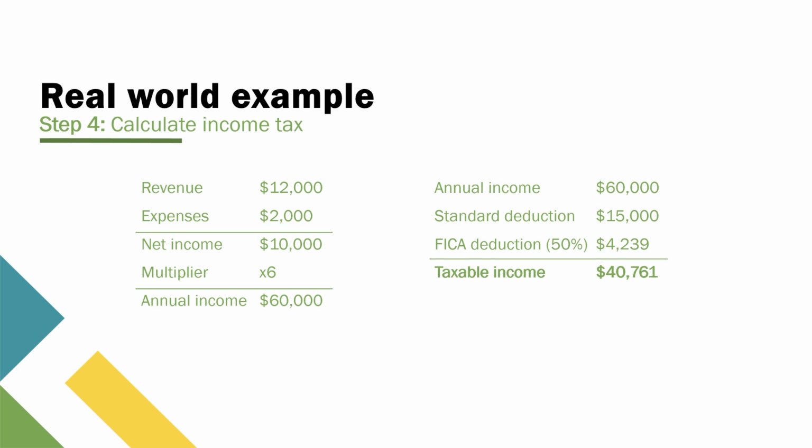So you're actually able to deduct 1/2 of the total FICA tax burden. So if you remember, our total FICA tax burden was the $8,478. That's what we calculated in the last step. If you take 50% of that, you get $4,239. And so we go ahead and subtract both of those from the $60,000, and we end up getting total taxable income of $40,761.